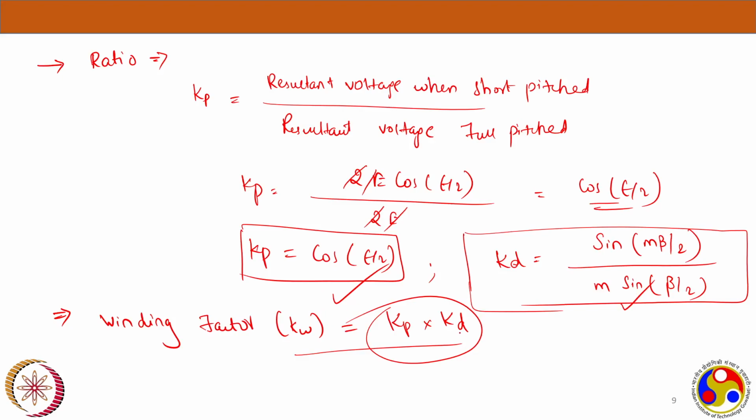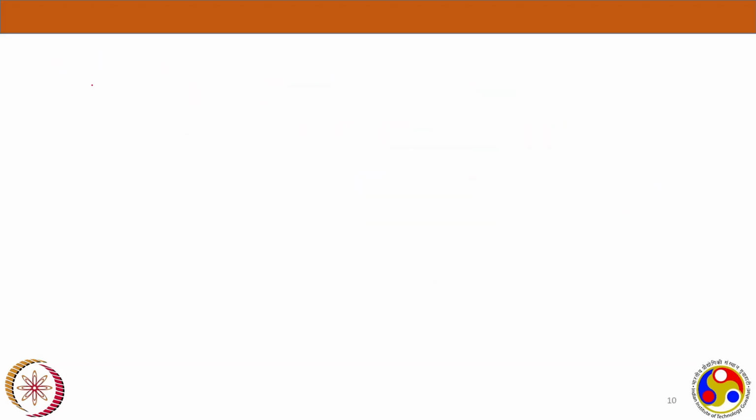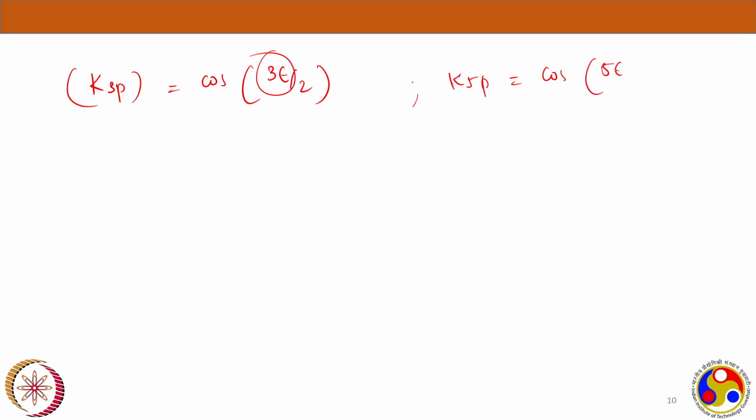I'm just trying to write it here. Let's say K3P, the pitch factor, I'm saying cos 3 times epsilon by 2. If I say 3 times epsilon, I have short pitched by 3 times the epsilon. The reason behind it is that I want to eliminate the third harmonics in the system. In a similar way, if I want to eliminate the fifth harmonics, cos 5 epsilon by 2. So it's another advantage of short pitching the windings, and short pitching distributed windings also. And that's how the advantages are.